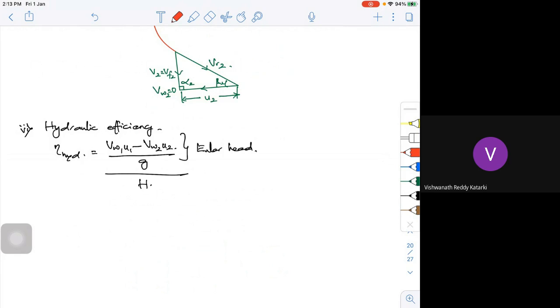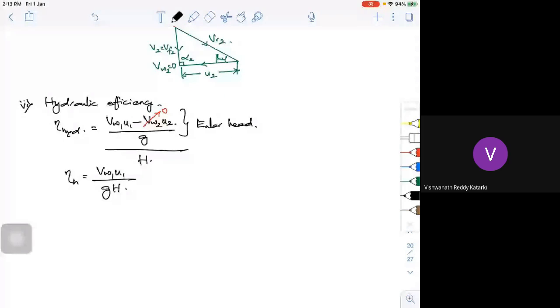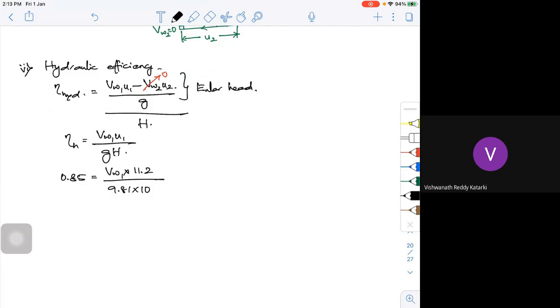But in this problem statement, my VW2 is equal to 0. So in that case, what will happen to your hydraulic efficiency? Your hydraulic efficiency is equal to only VW1 into U1 divided by g into H. So this is the simplified formula we have. They are given hydraulic efficiency as 85%, that is 15% hydraulic losses, so it's 0.85. If I substitute, 0.85 is equal to VW1 into U1, just now we found it, it is 11.2, divided by g which is 9.81 and H which the problem statement gives as 10. I can calculate my VW1 is equal to 7.45 meters per second. This is your VW1.